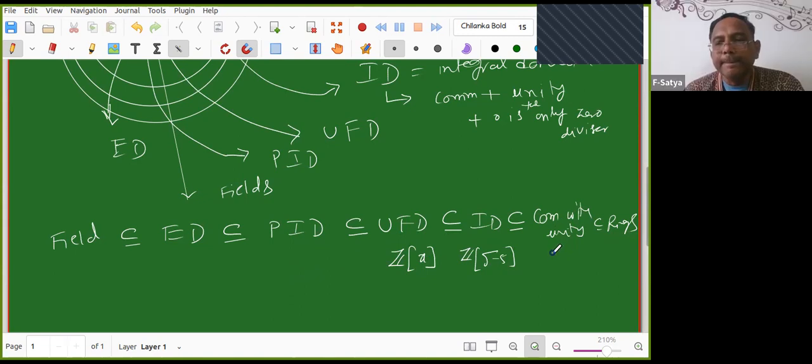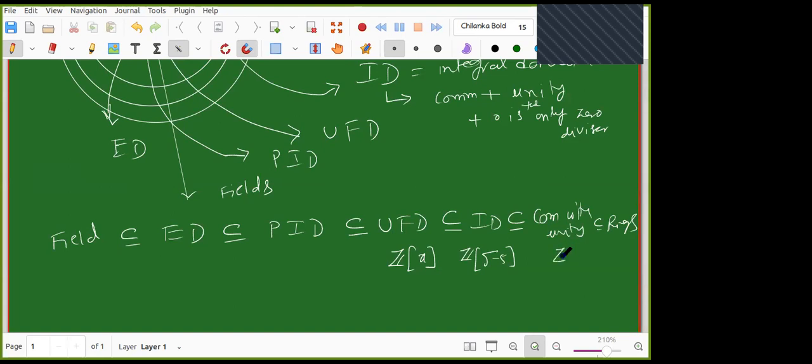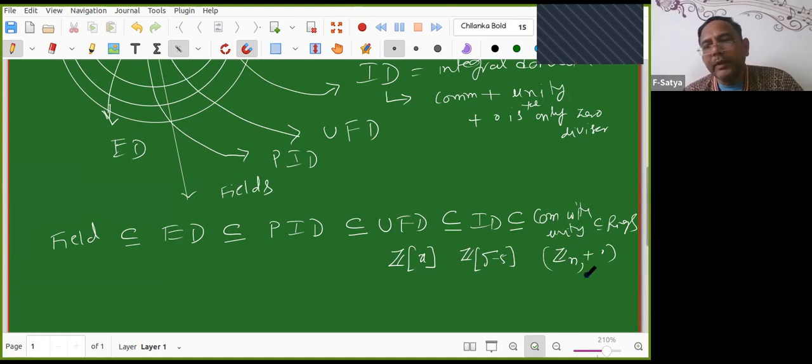Yeah, Zn, right? Zn is a commutative ring with unity, but it is not an ID when n is not prime, n is composite. That also we need to tell. So that is the main idea here today. Actually, we are looking at this. If n is composite, then Zn has zero divisors, right? So it is not an ID.